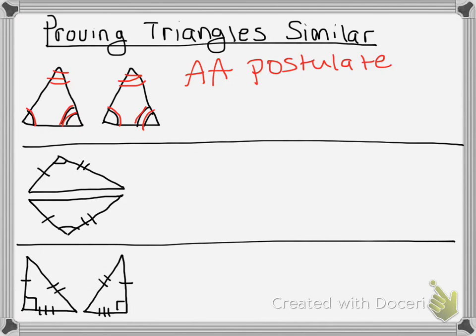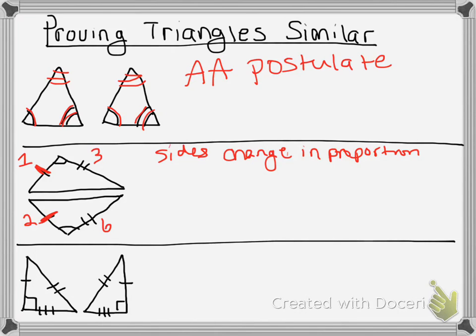All right, moving down to the next one, you should recognize this one. Now, I'm using tick marks, but in this case, we're not talking about the numbers being congruent, okay? So we're not talking about congruence, we're talking about proportion. We're talking about how these sides are changing in a proportion. Sides change in proportion. So if we were to put a length to this, we could say that this one was 1 and this one was 2.